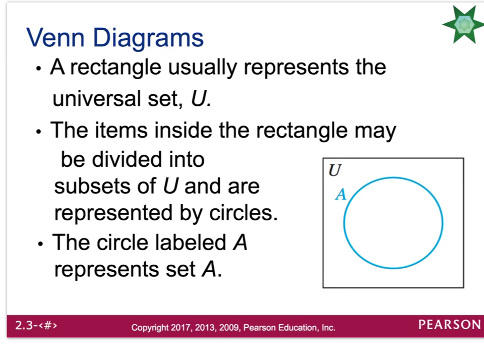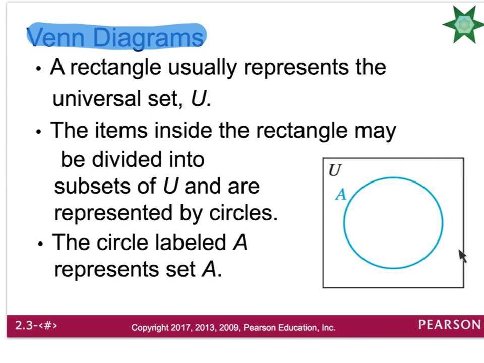Okay, this is Math 131, section 2.3, and we're going to talk about how we represent sets using what we call Venn diagrams. So Venn diagrams usually look like this. There's a box which represents our universal set. We call that U, and that would be everything that's in our set, or anything that's in our universe.